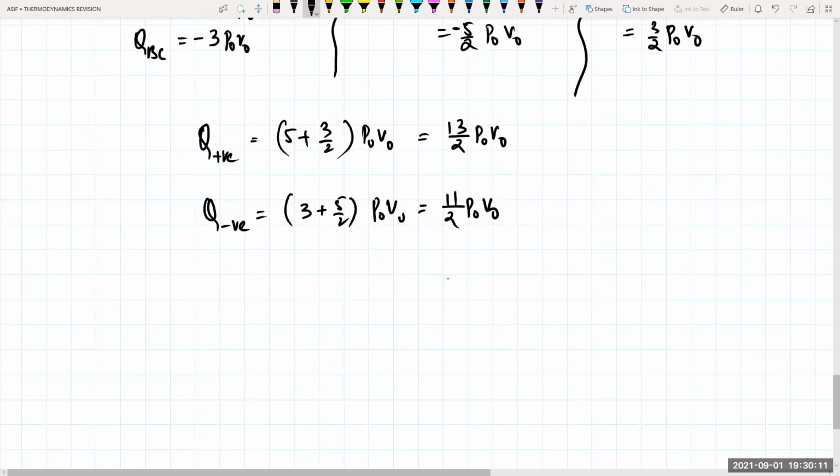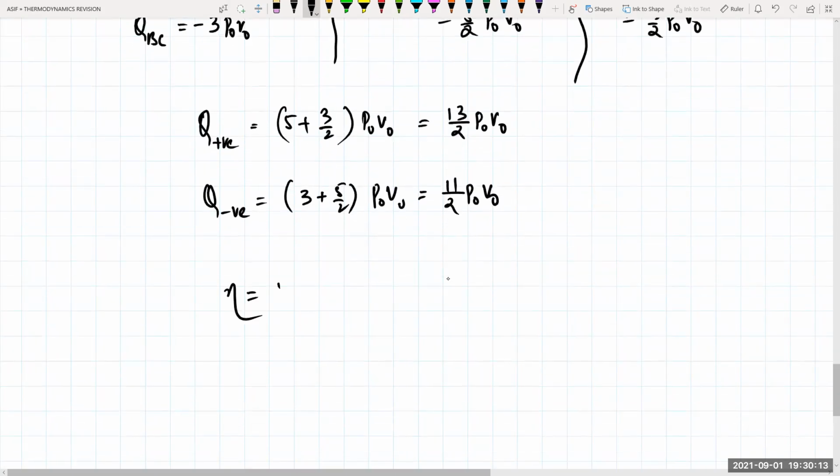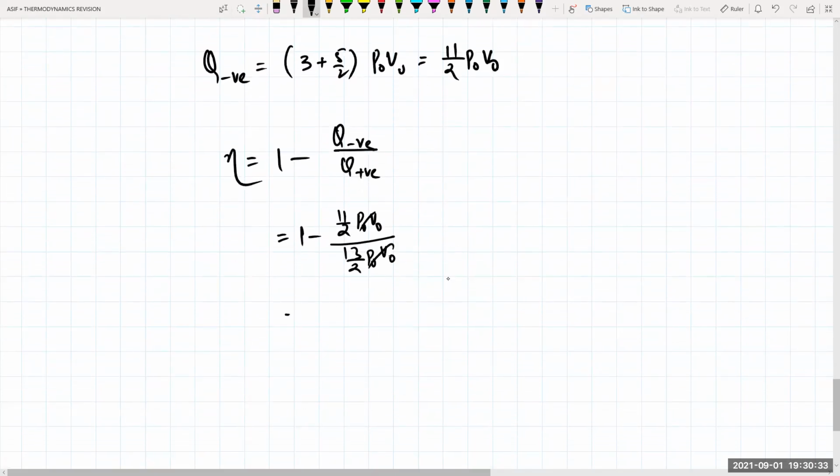Now if he's asking for the efficiency, how do you write the efficiency? Eta is equal to 1 minus Q negative divided by Q positive. So that will be 1 minus 11 by 2 times P naught V naught divided by 13 by 2 times P naught into V naught. This one and this one will get cancelled.